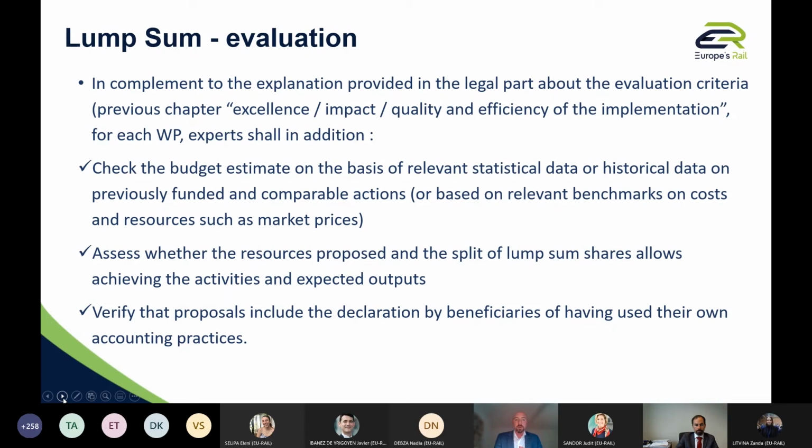Another point that the expert will verify is to assess whether the resources proposed and the split of lump sum shares allow achieving the activities and expected output. And also verify that the proposal includes the declaration by beneficiaries of having used their own accounting practices. Actually, I said that to you before, you also need to take into consideration that you are respecting your own accounting practice in the process. And this is also part of the significant simplification of the process, ensuring that the preparation makes more sense for you. And then there is a flag, a declaration to do at proposal stage.